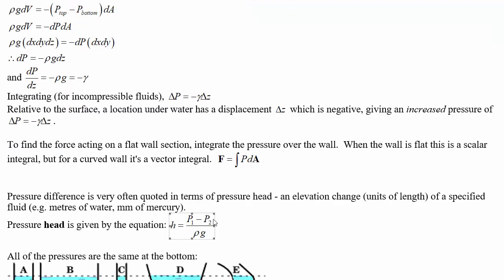All right, so pressure is often defined in terms of pressure head, which is the amount of elevation that would give that specific pressure. So a pressure head of 10 meters, if we're talking about water, is the kind of pressure that you would feel 10 meters under the water. A pressure head of 5 meters is 5 meters under the water.